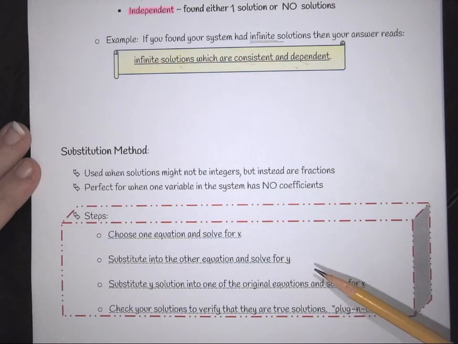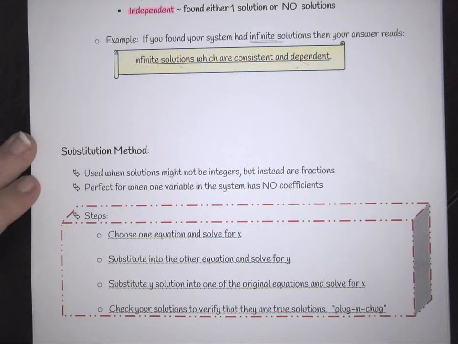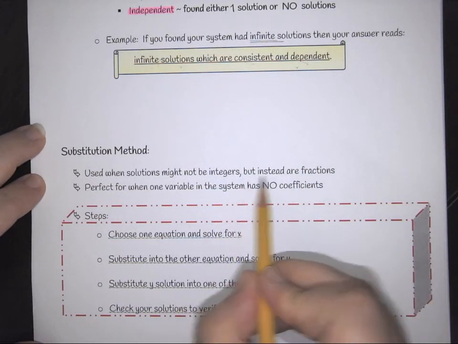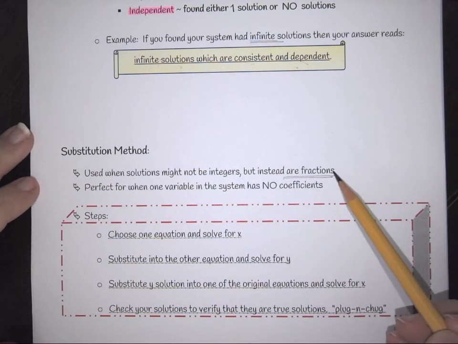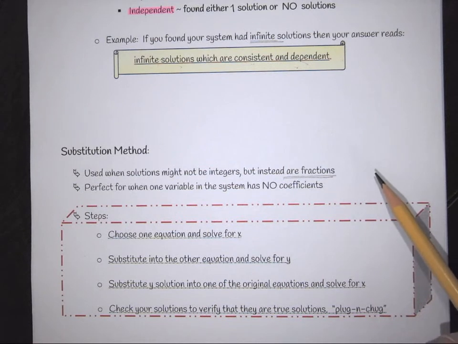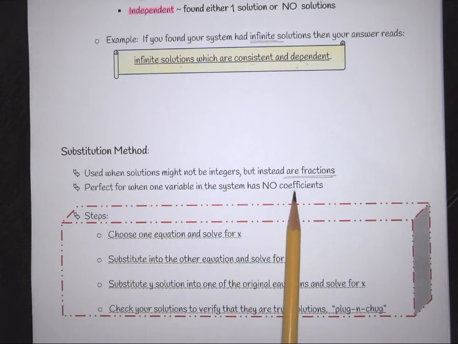Now, the substitution method is the method used when you have integers or fractions. So if your systems have fractions, then the substitution method is the method that you would want to choose because it's going to be a little bit easier. It's also the perfect method if one of your variables has no coefficients. Okay? The substitution method is very simple.